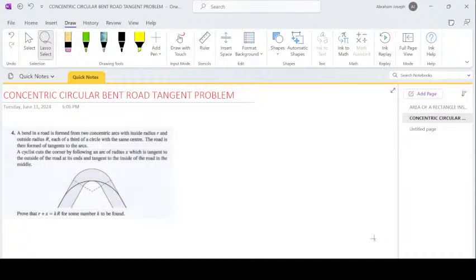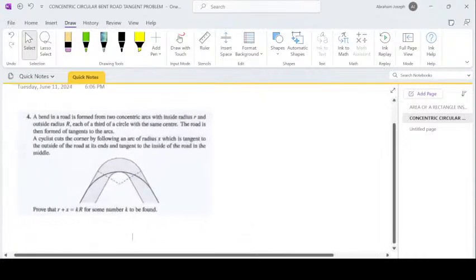Today we'll be looking at a concentric circular bend, road, tangent problem. So here goes the problem. I believe you can see it clearly on the screen.